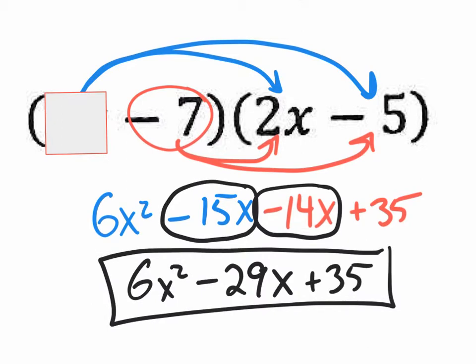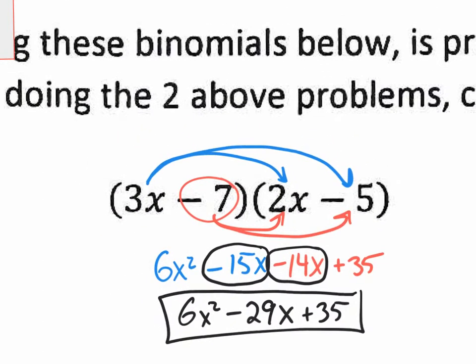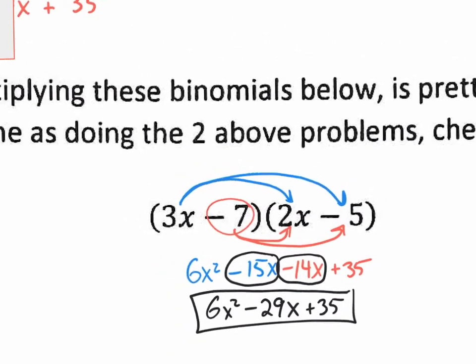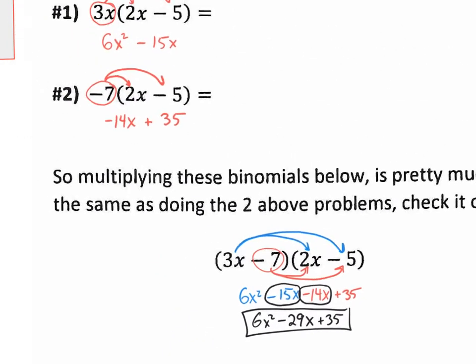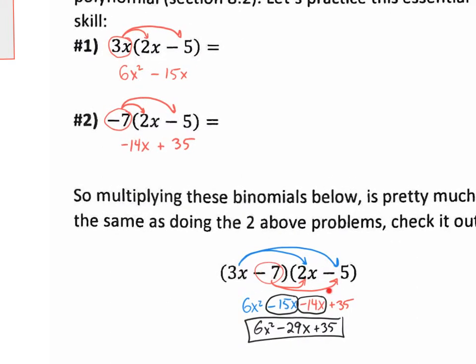So, if we compare, this box, I just put it there so you could visually see that we ignore one and distribute the other one. We take turns distributing. So as we could see, this problem right here was really these two problems done at the same time, right? We distributed the 3x into the 2x minus 5. That's what we did, and we got that answer, the 6x squared minus 15x. That's what we got for number 1 up here.